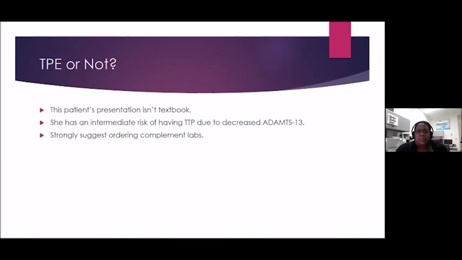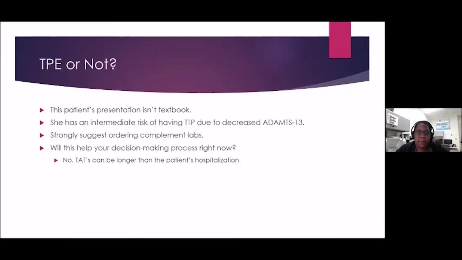So with this patient, I would suspect a particular entity, and I'm not going to tell you what it is just yet. So I would strongly suggest ordering complement labs. And would this help me right now? No, it won't. There's going to be a delay in the turnaround time because a lot of times these are also send out tests, and this could be TTP, an emergency, so you would need to get started on plasma exchange immediately. So you have to treat the patient until you have an idea whether or not this is TTP.